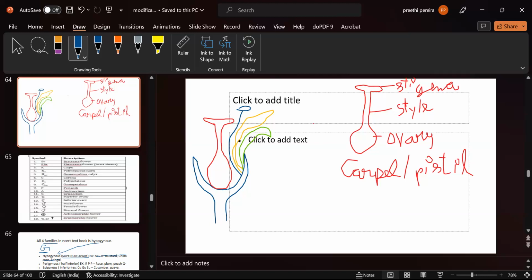It is not coming below it. It is coming almost near to the ovary. So this condition, we call it as ovary is half inferior. This kind of flowers are known as perigynous flower. And we will give a symbol like this because it is half inferior, no? Because they are almost to the neck of the ovary. Almost to the half of the ovary they are arising. So like this, we put a dash next to the ovary.